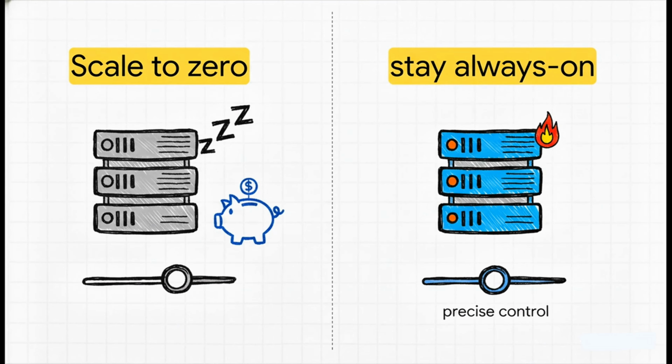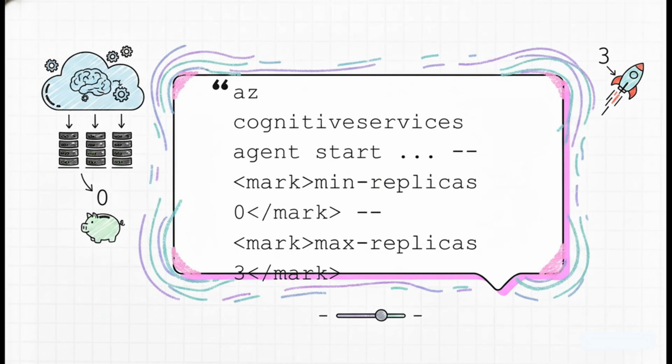And after it's deployed, you get this amazing control over its lifecycle. You can tell it to scale all the way down to 0 when nobody's using it, which is great for saving money. Or you can keep an instance warm and ready to go for those times when you need an instant response with 0 delay. And again, this isn't buried in some complicated portal. It's a straightforward command. You can see right here, we're just telling it, hey, minimum replicas is 0, and you can scale up to a maximum of 3. Simple. You get that perfect balance of cost and performance.